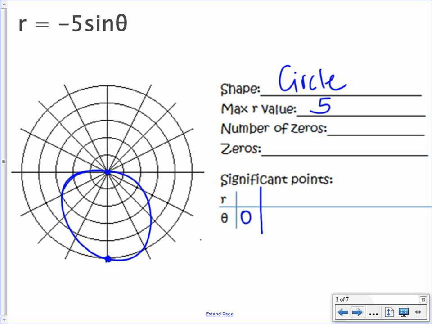-5. Agree or disagree? But she thinks it might be 0. So which one is it? -5 or 0? You change your mind? Sine of 0 is 0. So anytime R is 0, that means we're at the pole. If we were to plug in, let's just say, pi over 2 to theta, what is our R value?